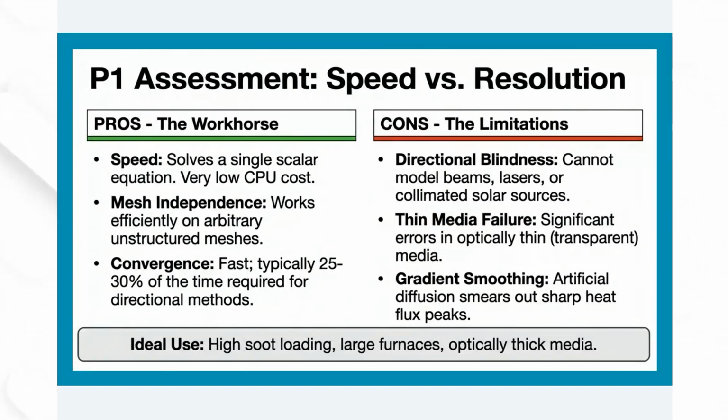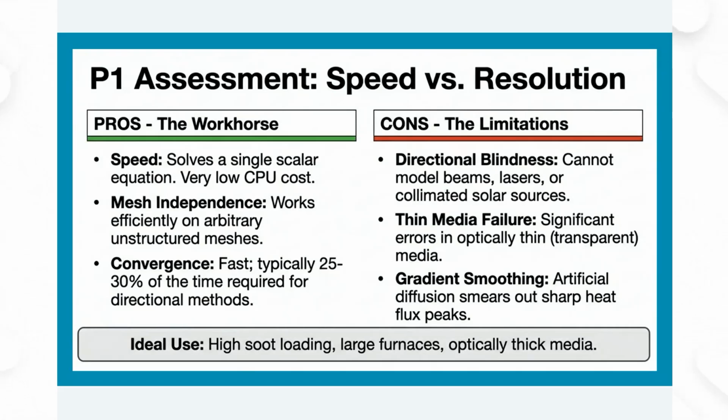How well does the P1 model work? Coming to the pros at least, if you need fast results, P1 is your best friend. Its primary advantage is speed itself because it collapses physics into a single scalar equation. It adds very little overhead to your simulation. CPU cost is quite low.